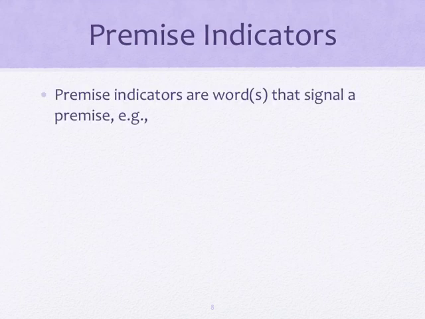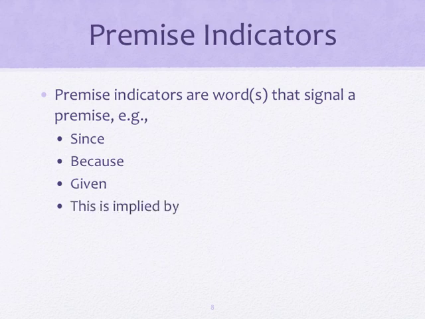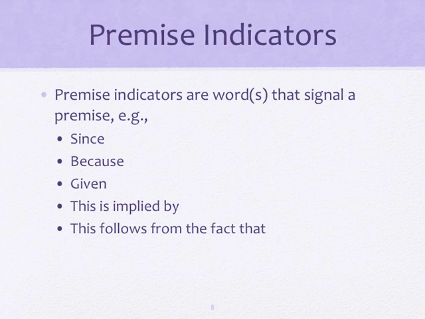So let's start with words that indicate premises, premise indicators. They signal a premise. Because was one. Since is another. Given that I live in Gilroy, therefore I live in California. This is implied by I live in Santa Clara County. This is implied by the premise that I live in Gilroy. This follows from the fact that Jane has seen a Florida license plate. This follows from the fact that she lives in Florida.